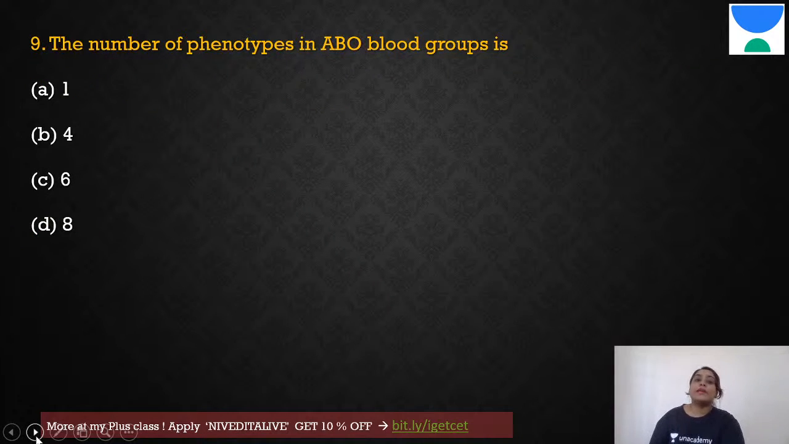The number of phenotypes in ABO blood group. What are the phenotypes that you get to see? You can answer this if you are aware. Here you have the phenotypes in ABO blood group. You have A, you have B, you have AB as well as O. So there are 4 of them. Therefore, you see 4 phenotypes.